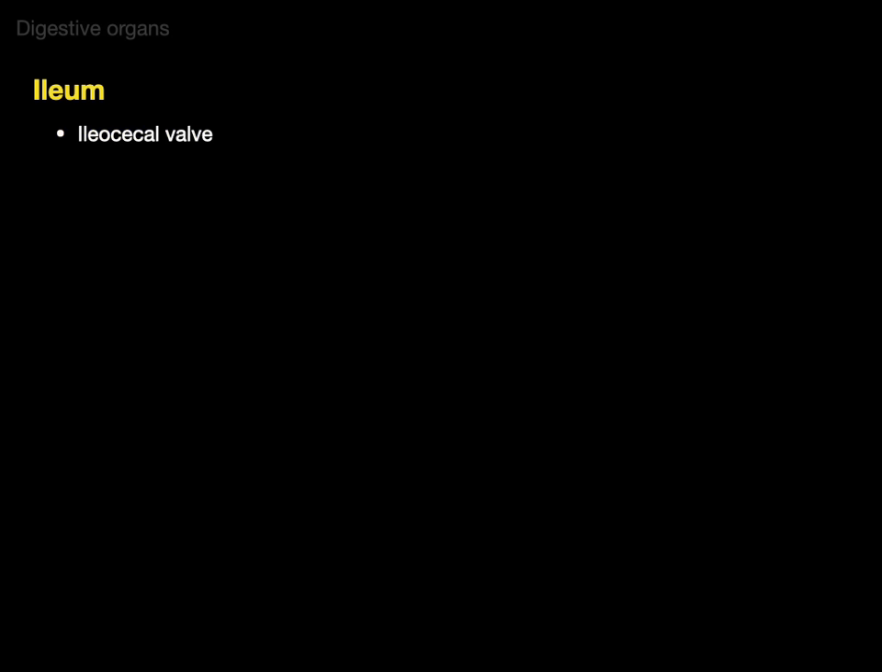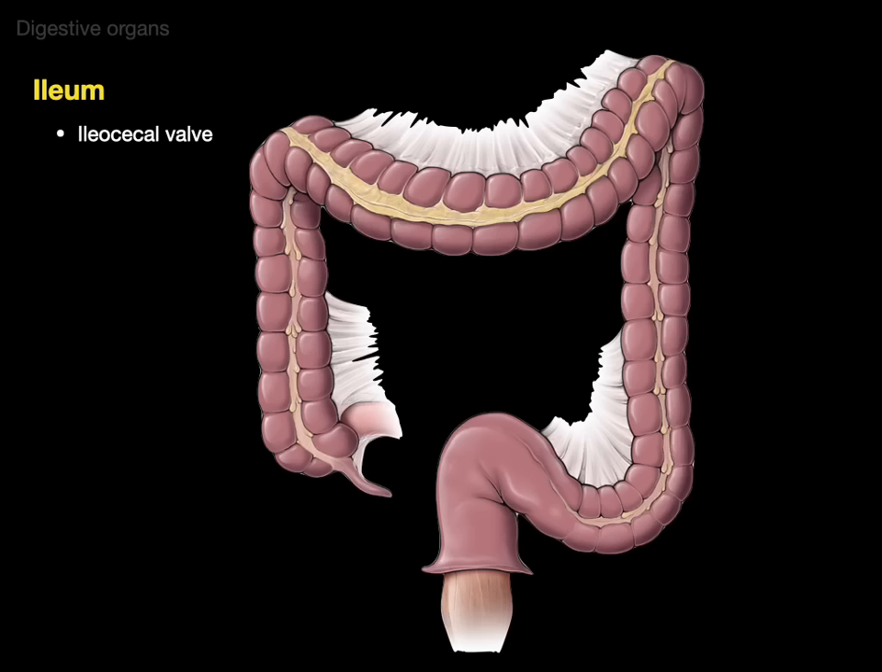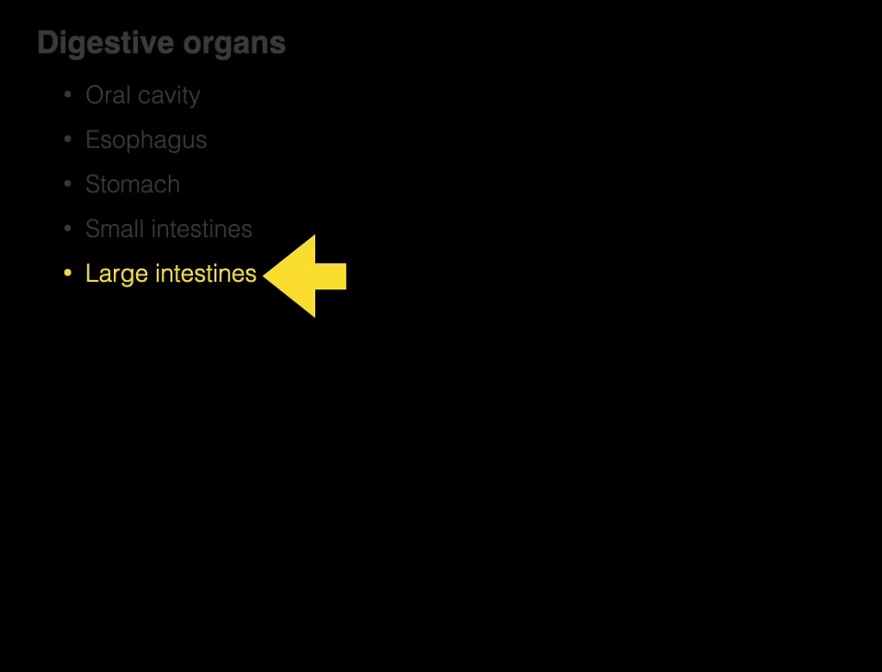And finally, the ileum has the ileocecal valve, because there's the ileum, there's the cecum. So what do you call the valve between them? The ileocecal valve. That represents the termination, the end of the road for small intestines, which leads us now to the large intestines or the colon.